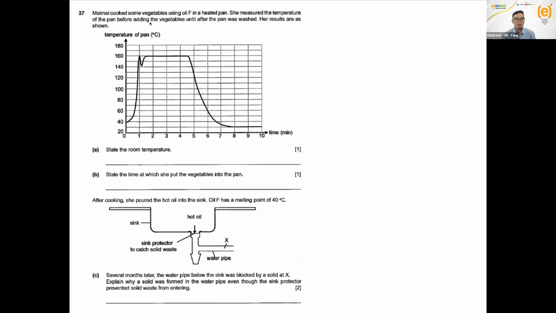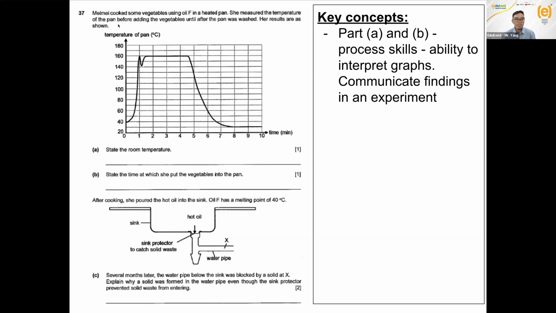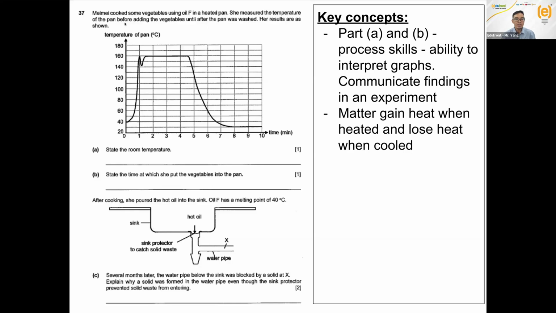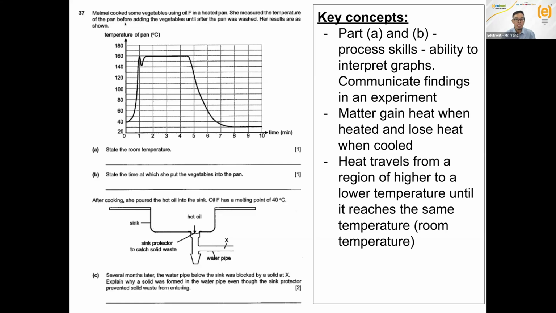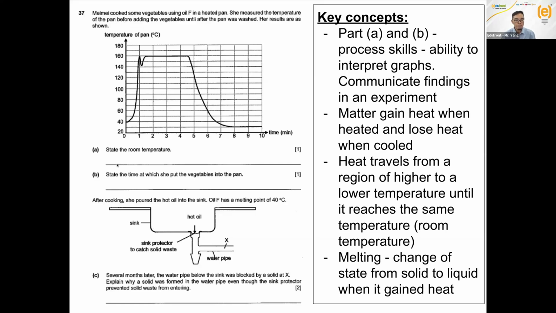Mei cooked some vegetables using oil F on a heated pan. She measured the temperature of the pan from before adding the vegetables until after the pan was washed. The results are shown below. State the room temperature. State the time at which she put the vegetables in the pan. So this is about interpreting the data from the experiment and the graph here. After cooking, she poured the hot oil into the sink. Oil F has a melting point of 40 degrees Celsius. Several months later, the water pipe below the sink was blocked by a solid, X.